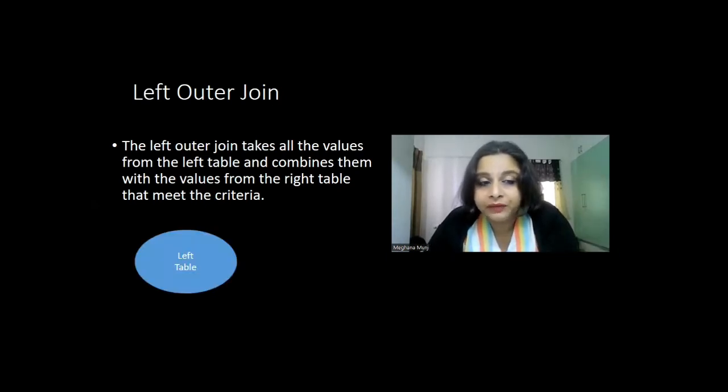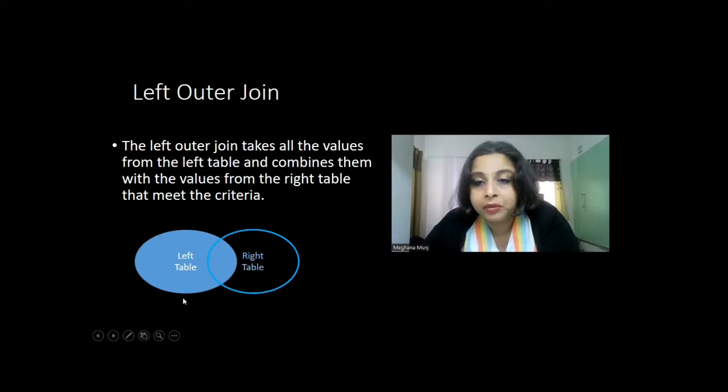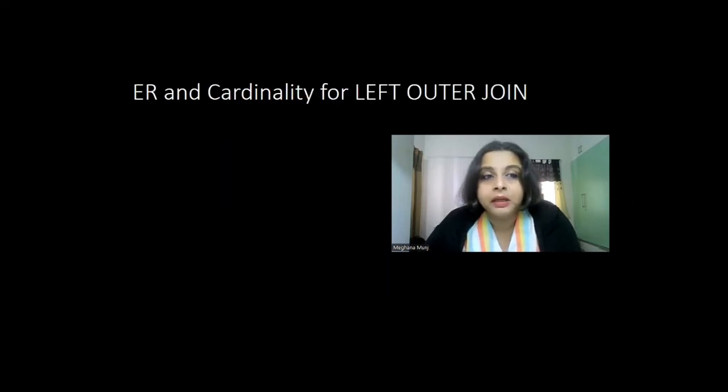Now here we have a left hand side table and the right hand side table, and as we said, all the entries in the left hand side table will be considered irrespective of whether there is a matching entry in the right hand side table or not. So this is the main difference between the left outer join and the inner join. Now, we will also understand the entity relationship and the cardinality of the left outer join. If you want to know more about ER diagram or entity relationship, please watch my video on that as well.